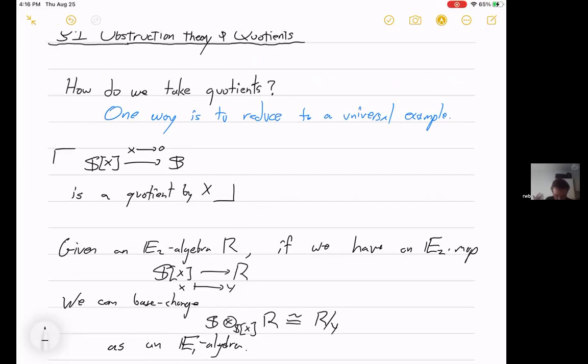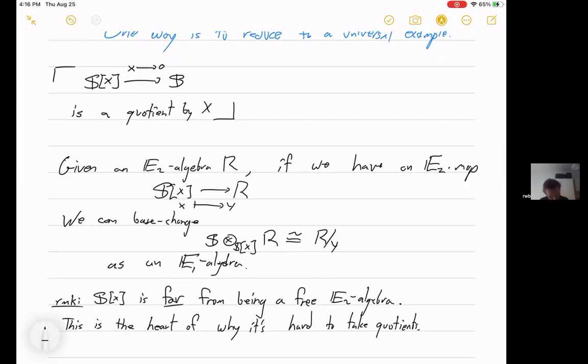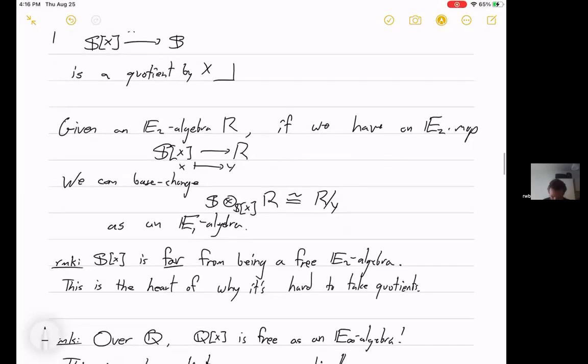And so for the case of trying to mod out by 8, we're going to try and use this strategy. We're going to try and map in from the polynomial E2 algebra, and send X to 8. Let me make a remark here: the polynomial algebra on X is a free E1 algebra, but it's very far from being free as an E2 algebra. Because it's a free E1 algebra, we really do just get a map as soon as we say we want X to go to 8, we're good to go. But because it's not free as an E2 algebra, it's going to take some work at the E2 level.